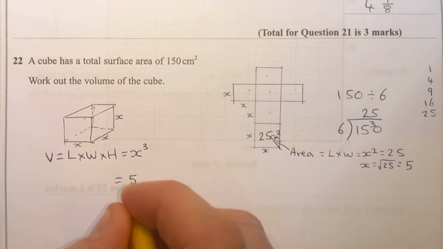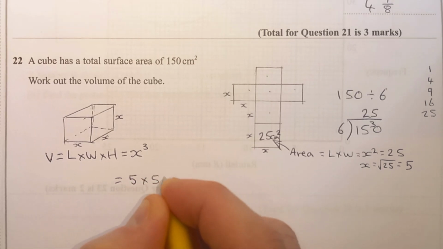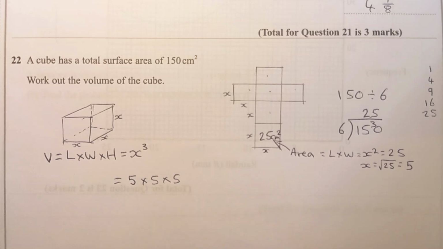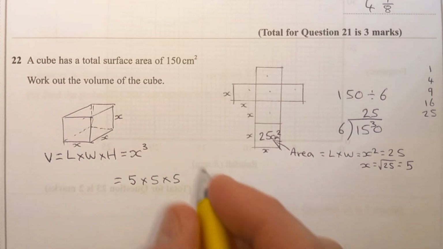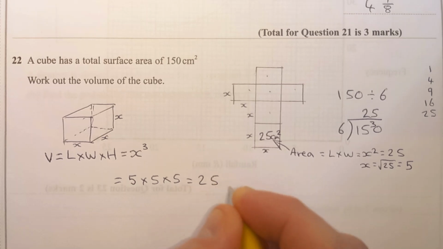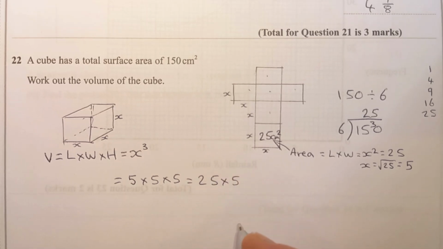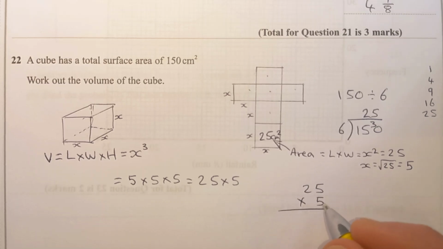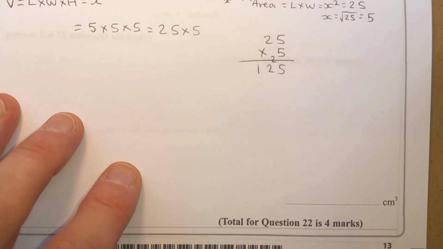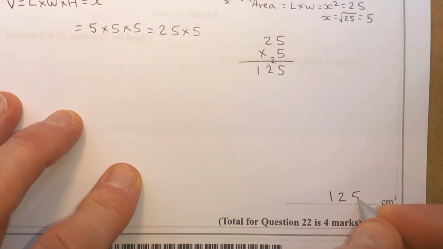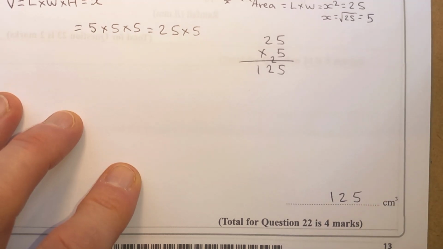So we want 5 times 5 times 5. And we already saw that 5 times 5 is 25. So basically we want to work out 25 times 5. As we saw before, 5 times 5 is 25. 2 times 5 is 10, plus 2 is 12. So our volume is going to be 125 centimetres cubed. And that's for 4 marks.